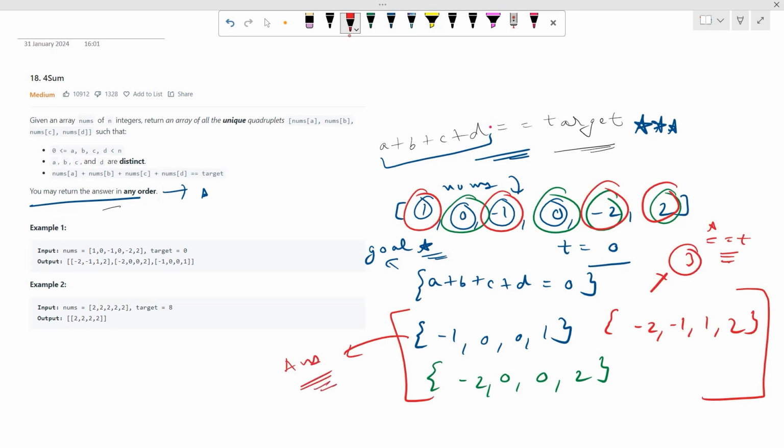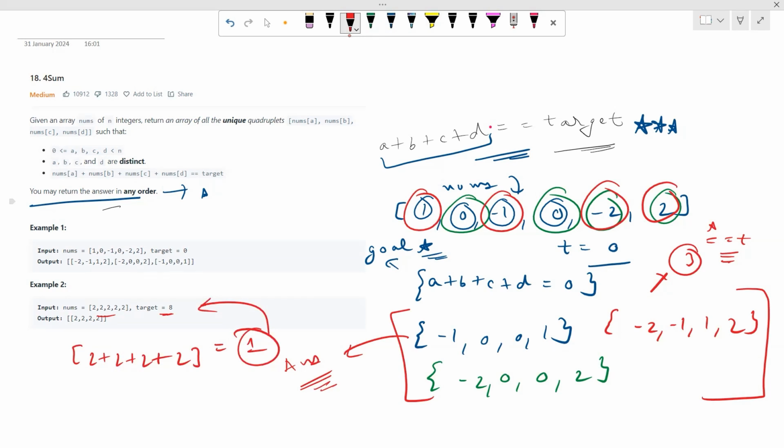Now let's look at the second example also. We are provided with the same element in the whole array, which is 2. The target is 8. So we'll just consider 2 plus 2 plus 2 plus 2. We'll try to add all the elements, and we found out that there is only one quad whose sum will be equal to the given target value, which is 8.